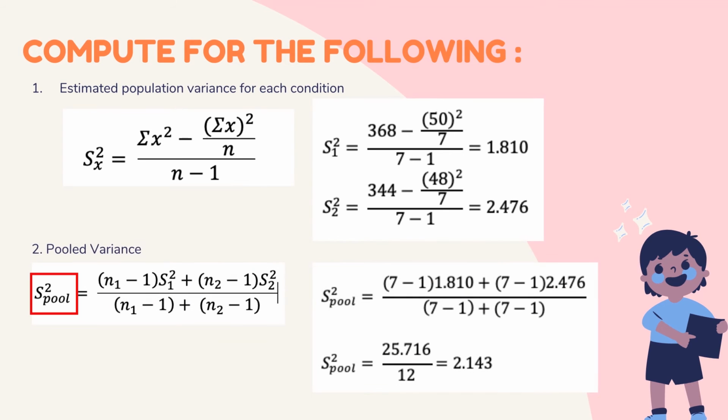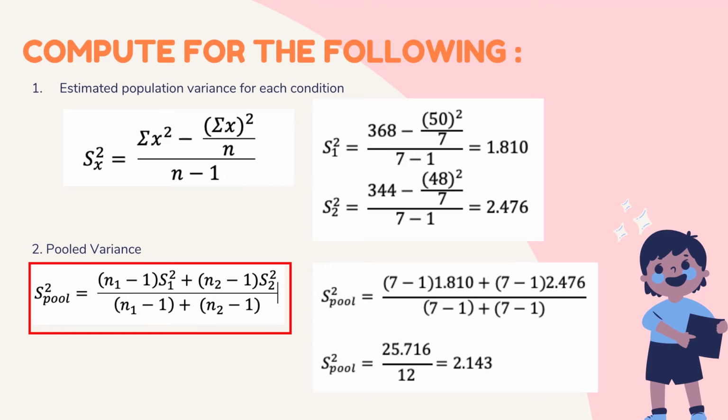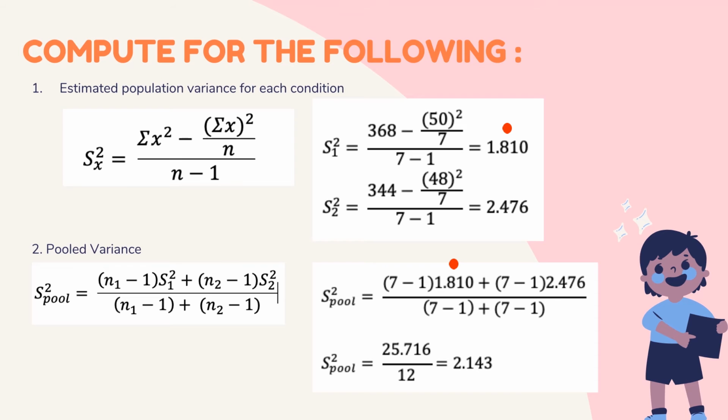And for the pooled variance, we will be using this equation. The number of scores in the first sample minus 1 multiplied by the estimated population standard deviation of the first sample squared, plus the number of scores in the second sample minus 1 multiplied by the estimated population standard deviation of the second sample squared. Divide all by the number of scores in the first sample minus 1 plus the number of scores in the second sample minus 1 also.